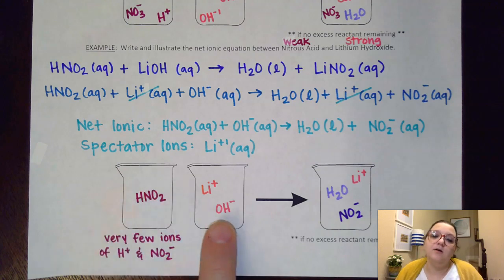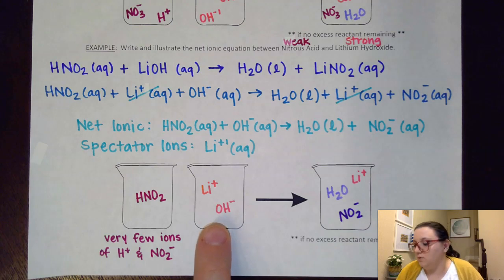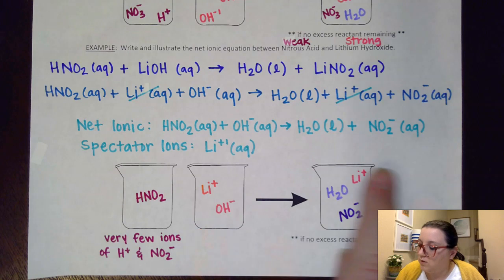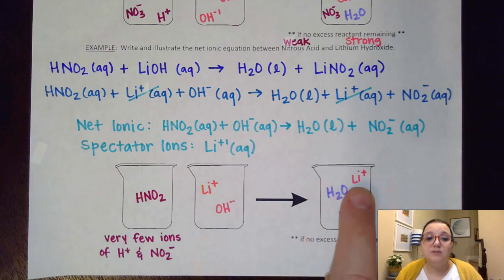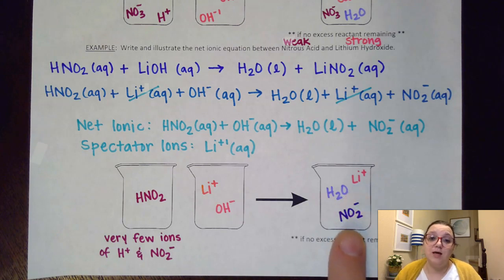However, our other container here, all of our lithium hydroxide would have split up into Li and OH ions. And so then when I come over here, I would have my water that I produced, my lithium ions that are spectators, and then my nitrite ions that are still in that solution. So hopefully this looks familiar. We did do some of this back when we did reactions in Unit 4. So if it looks familiar, that's probably why.